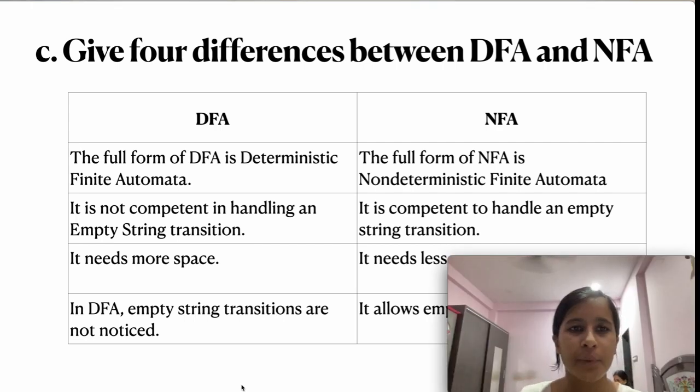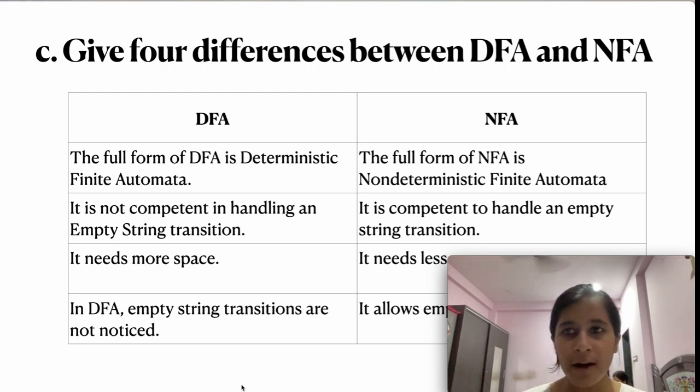Let us look at part 3 of the question. Give 4 differences between DFA and NDFA. First of all, the full form of DFA is deterministic finite automata, while the full form of NFA is non-deterministic finite automata. A deterministic finite automata is not competent in handling an empty string transition, while an NFA is competent to handle an empty string transition. DFA needs more space, while NFA needs less space. In DFA, empty string transitions are not noticed, while in NFA, empty string transitions are noticed.